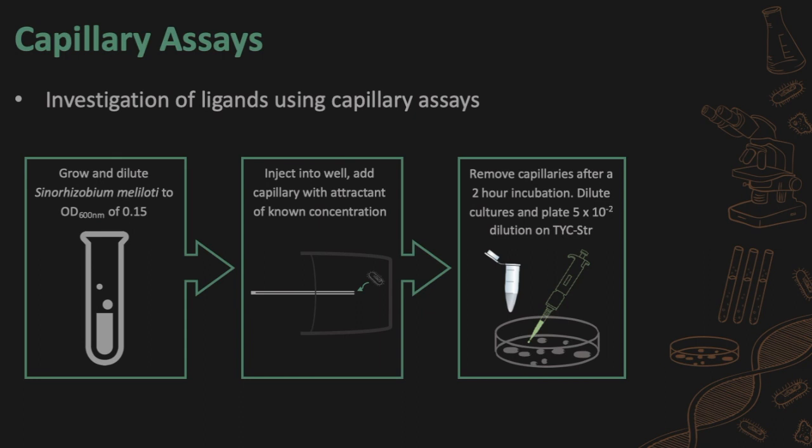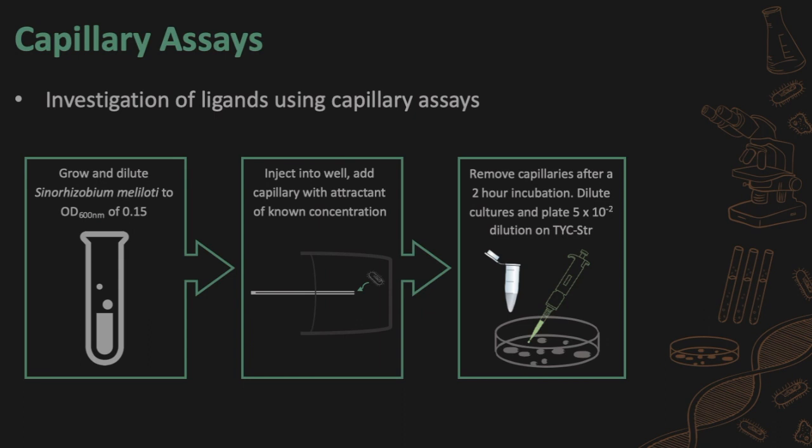Another method I am using to determine what compounds McpZ could detect is a capillary assay. This process is outlined in the schematic here, but basically you put 1 microliter of a potential ligand inside of a capillary and place that inside of a culture of S. meliloti. And if the ligand that you put in the capillary is an attractant, then a lot of the bacteria are going to swim in it, and once you plate it, you can count how many colonies form. So the stronger the attractant, the more bacteria will swim into the capillary and the more colonies you'll have on your plate.